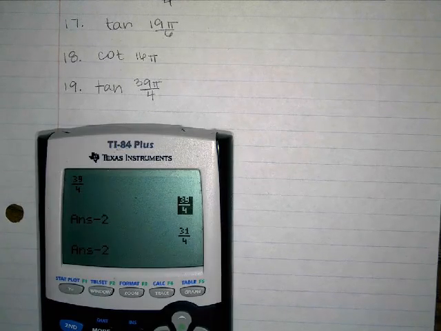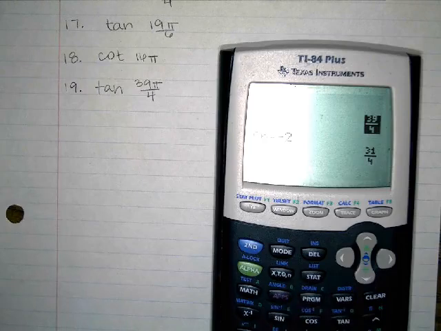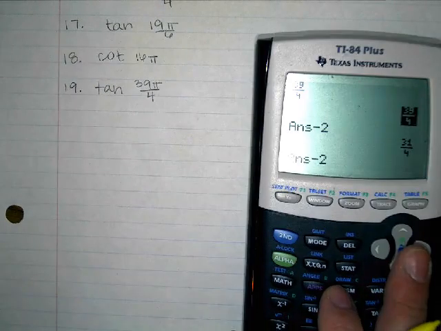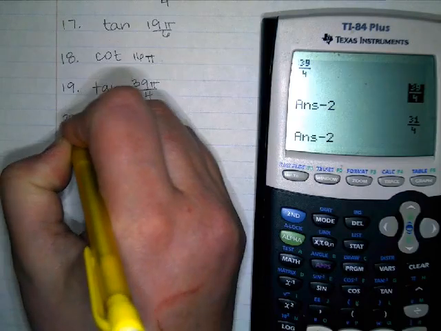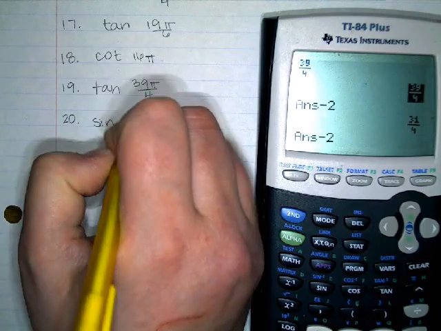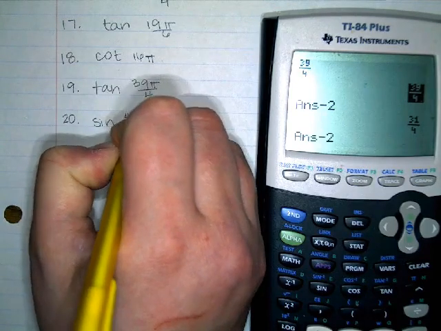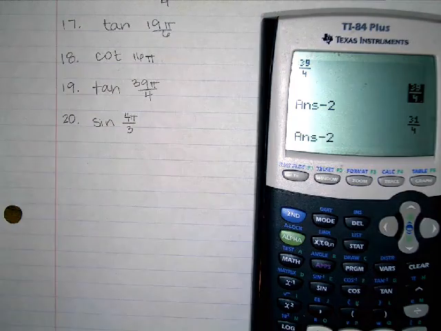Okay, did we get it? Yes. Sine 4 pi thirds. Had to give you guys a break. Sine 4 pi thirds. I actually forgot it's negative. I know.